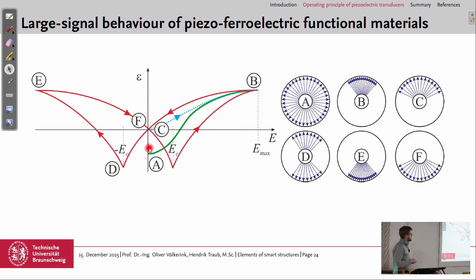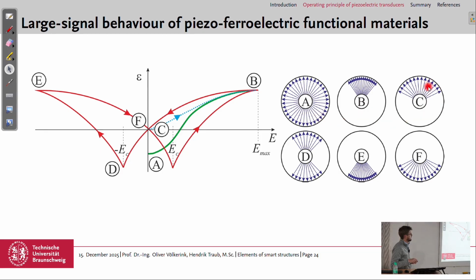And we have this initial polarization, green line again. So we go up here at a field and come up to point B, where we have the maximum polarization, or the maximum elongation also of the piezo ceramic at the maximum field, point B. And then if we remove the field again, we go down here up to this point C.